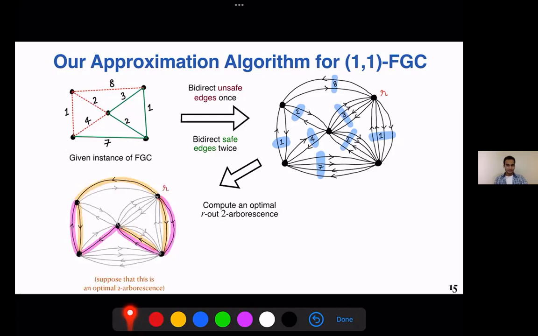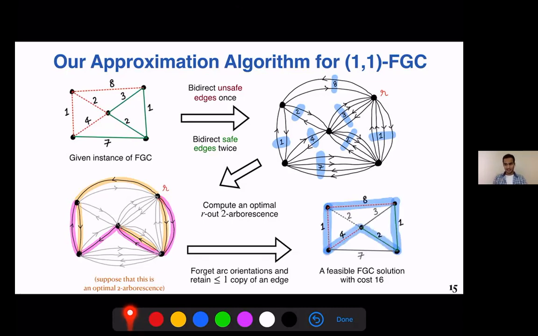Next, we'll compute an optimal 2-arborescence rooted at some arbitrary root vertex in this digraph. Let's just pretend that I have the 2-arborescence that I've drawn here as an optimal 2-arborescence. Why is this a 2-arborescence? I've drawn an arborescence in pink and I've drawn an arborescence in brown. And as these are arc disjoint, the union of these two arc sets is a rooted 2-arborescence.